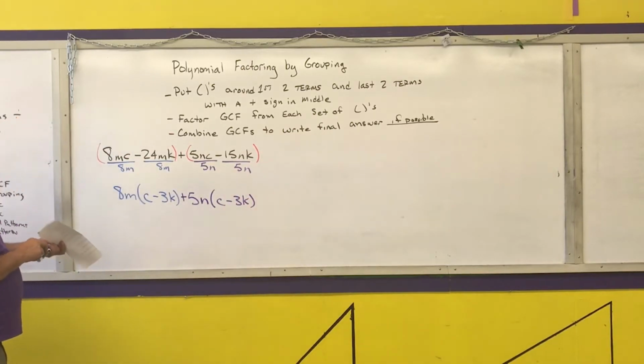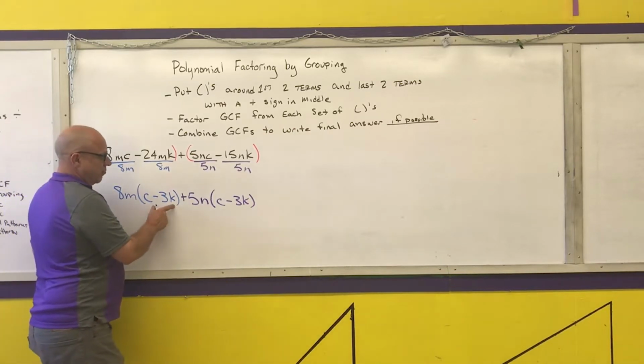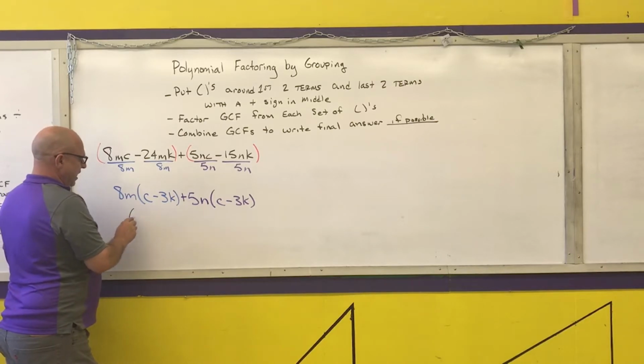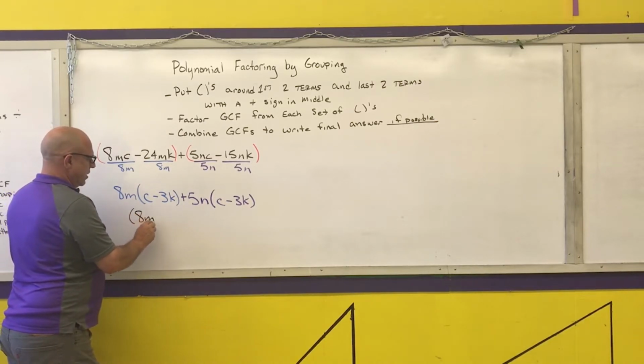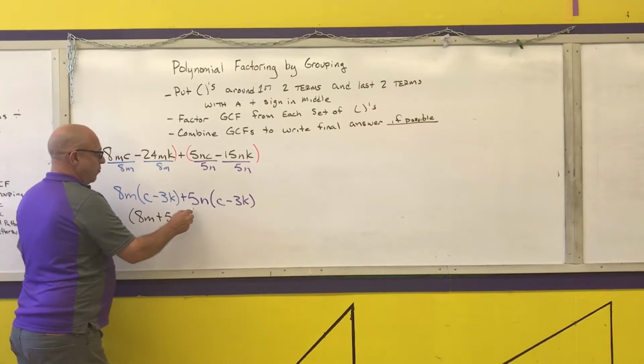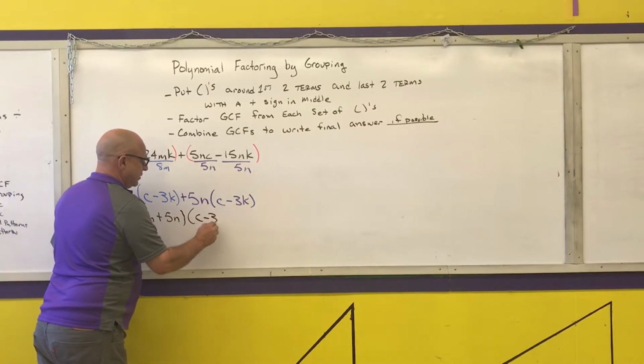Next step, combine the greatest common factors to write my final answer if possible. I check that what's inside the parentheses is the same, and if it is, I combine what's outside the parentheses, 8m plus 5n, and multiply it by what's inside the parentheses.